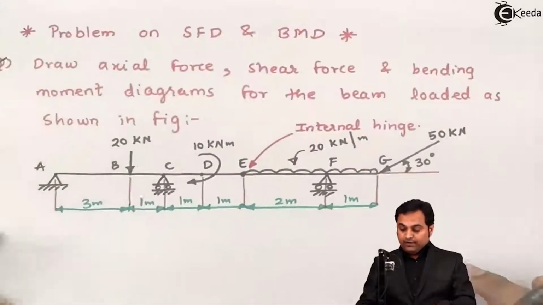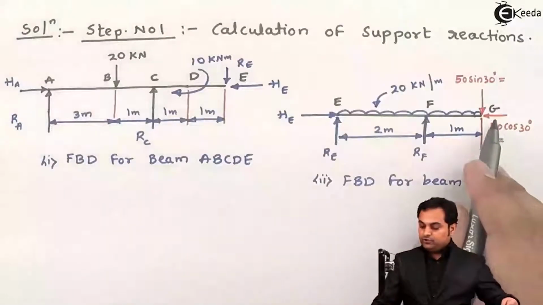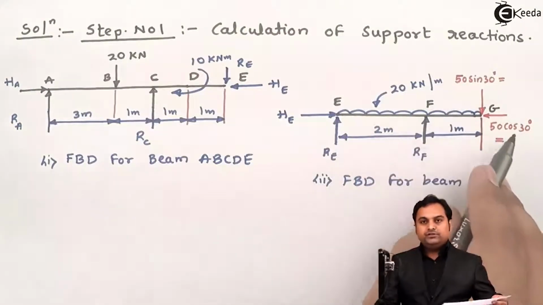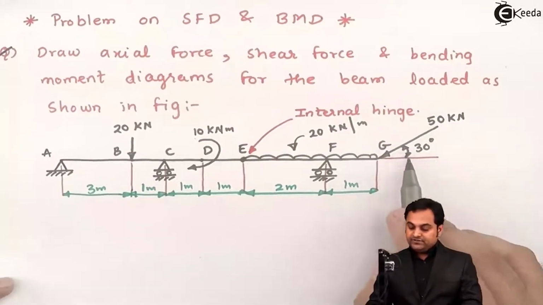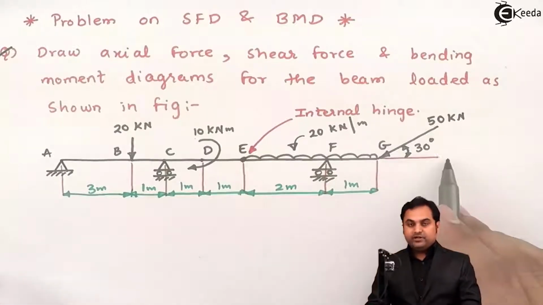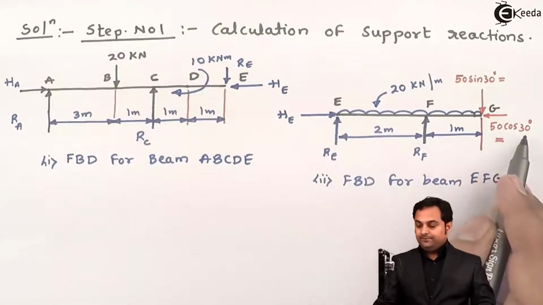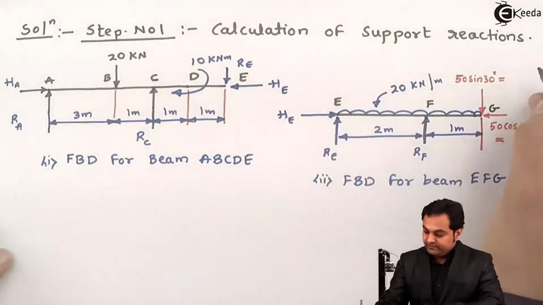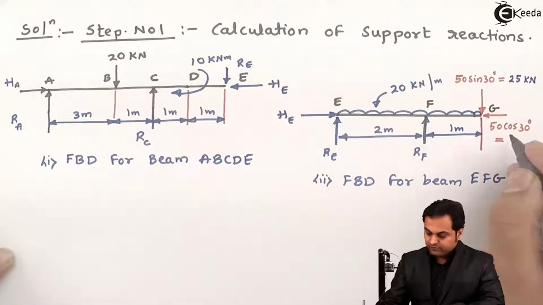Then at point G, there is a 50 kilonewton load inclined at 30 degrees. That I have resolved. So at G we'll have two components, first the horizontal component, then the vertical component. Inclination is with the horizontal, so the horizontal component will be cos and the vertical will be sine. So the horizontal component is 50 cos 30, and the vertical component is 50 sine 30. I'll even write their values here: 50 sine 30 is 25 kilonewton, and 50 cos 30 is 43.30 kilonewton.